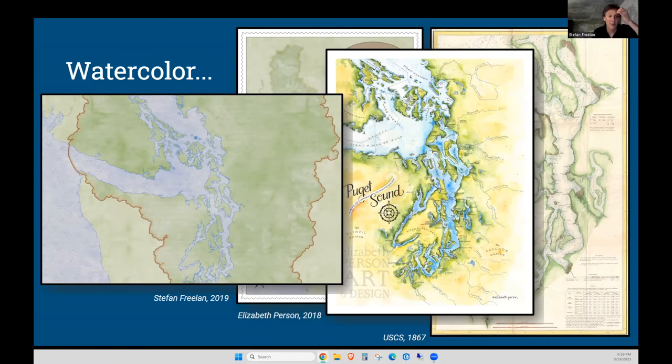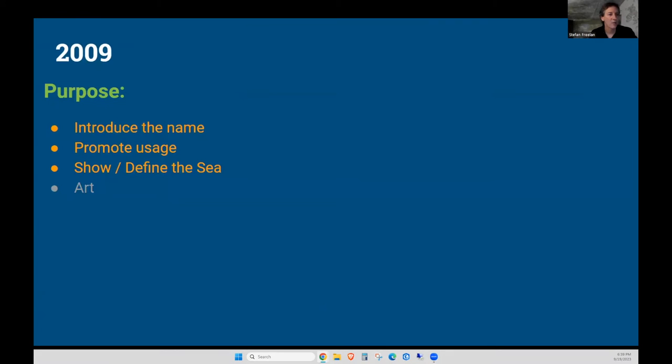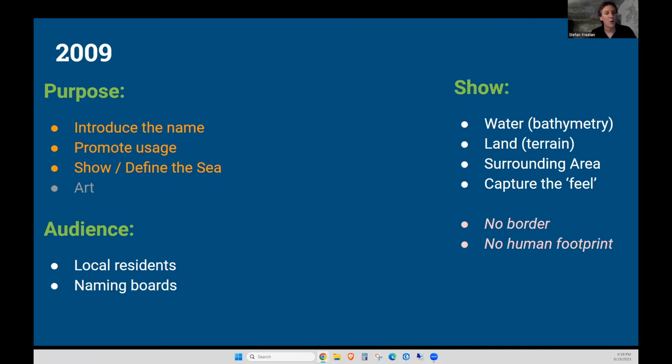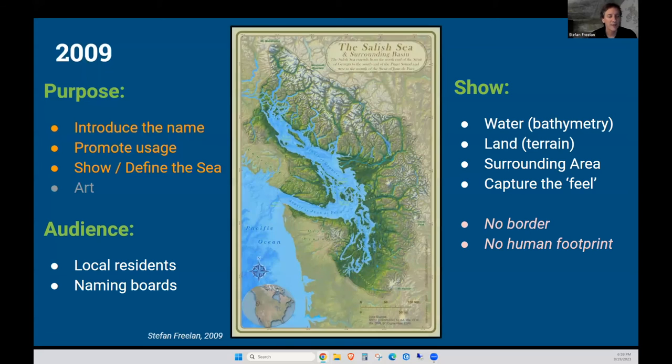So BERT was looking for something not quite so artsy as a watercolor map, but not quite so stark and harsh as the satellite imagery. So what did he want? He wants this map. What's its purpose? It is to introduce and promote the name. The audience is very much twofold, both the locals, but also these naming boards. He wants to have the water and the land, but not so much the people. And this is what we came up with.